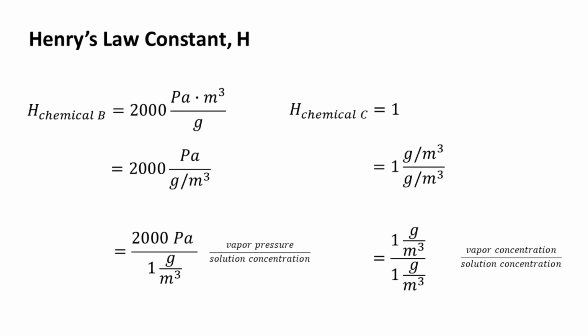Oftentimes, you may find Henry's law constant reported without any unit. They can be dimensionless. Then how can we compare a Henry's law constant with a pressure to concentration unit against another Henry's law constant that is dimensionless?